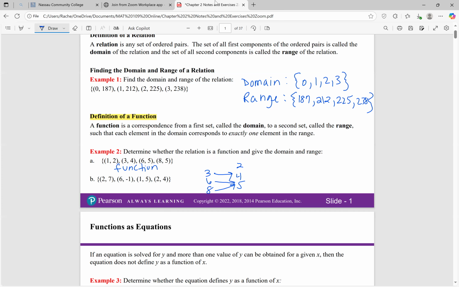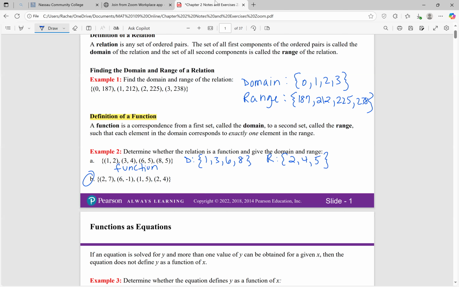And we want to list the domain and the range. So the domain in this case, which I'll just call D, is {1, 3, 6, 8}. And then the range, which I'll call R, is {2, 4, 5}. We don't have to list 5 twice. 5 is 5.